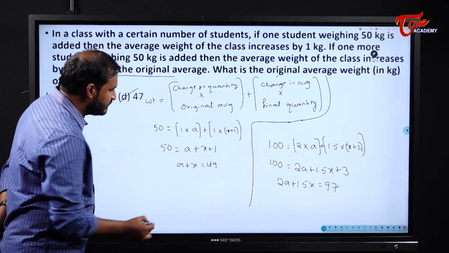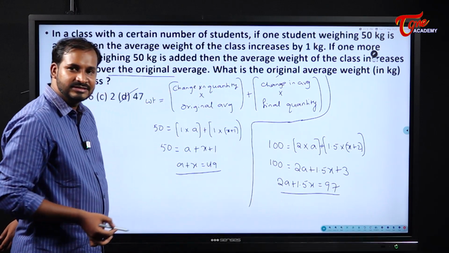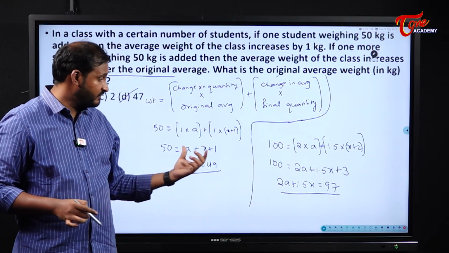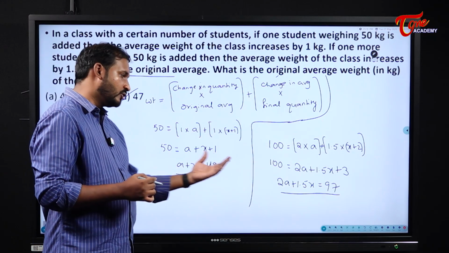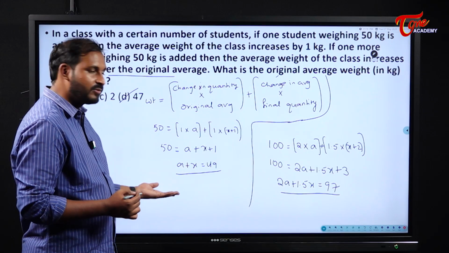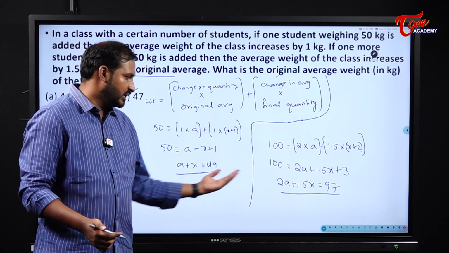Did you observe these two equations, students? Where did we get these two equations? In our earlier case, when we did it with the logic method, we got the same two equations, right? Now you have two equations and you know how to solve them. Just now we solved the same concept.